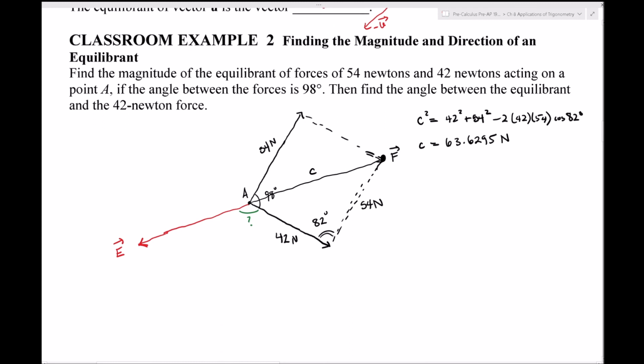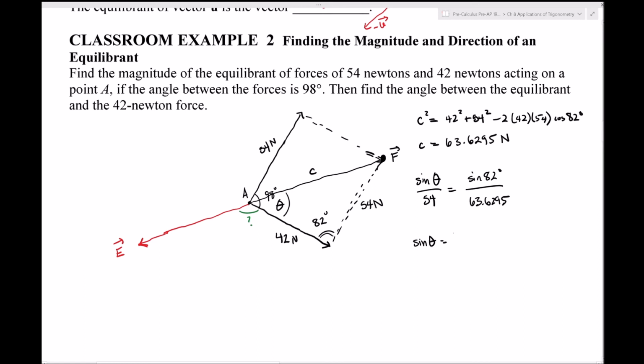So what do I want? I want this angle, which I can call theta, from here to here. So that angle's theta. How do I figure out theta? Well, I can set up a law of sines ratio. Sine of theta divided by 54, because we're talking about opposites, must equal, now I'm going to use the ones I have, sine of 82 degrees divided by what we just found, 63.6295, because that's the one that's opposite of that 82 degree angle. So here I'm setting up a law of sines ratio. We're going to solve for sine theta, so you would just need to multiply by 54 on both sides.